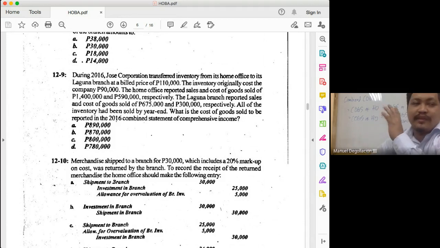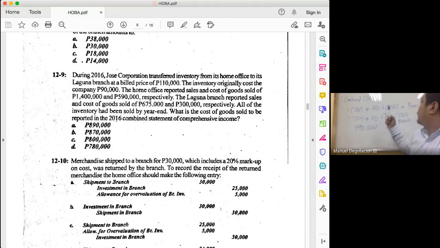Let's check if the things we need are given in the problem. Are we given the cost of goods sold of the home office? Yes. How much? 590,000. What else do we need? We need the true cost of goods sold of the branch. Are we given it? No, because I have not encountered a problem giving you outright the true cost of goods sold of the branch. You will always have to solve for it. And how do we solve for it?